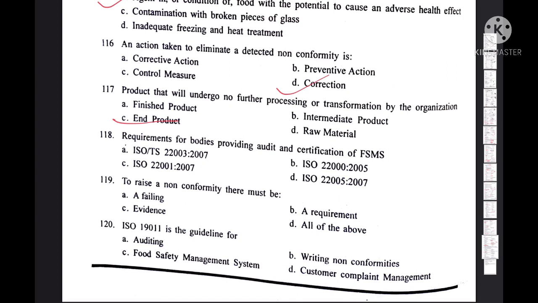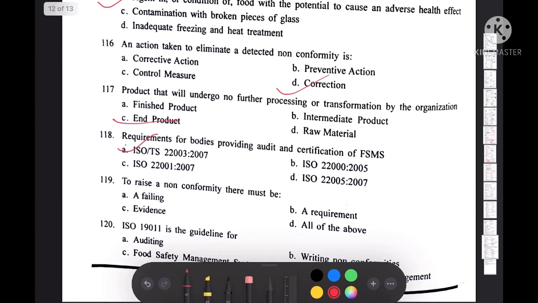Next, requirements for bodies providing audit and certification of FSMS. So from the above options, the correct answer is option A. Next, to raise a non-conformity, there must be a failing, a requirement, evidence, or all of the above. So to raise a non-conformity, there must be all of the above options. There must be a failing, there must be evidence, and there must be a requirement.